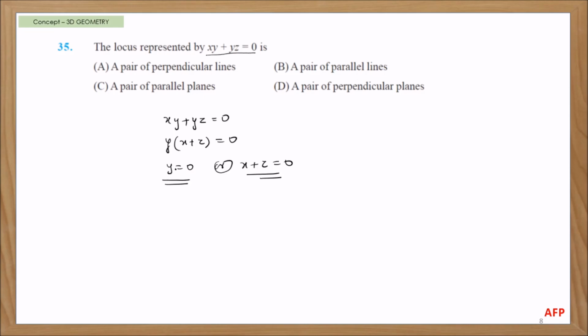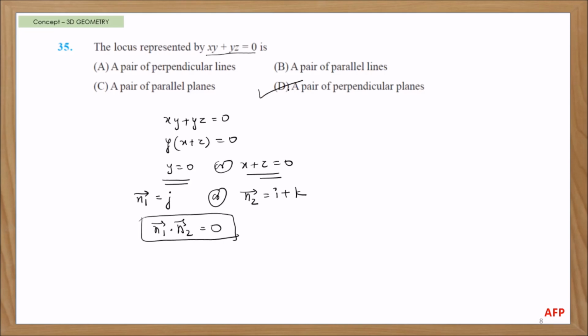So we will write the n1 vector. Plane means we take the normal vector. So the coefficient of i is 0, so only j exists. For plane 2, its normal vector has i, j is 0, plus k. Okay, the dot product, you can see, you are getting 0. When the dot product of the normal vectors is 0, the normal vectors are perpendicular to each other. If the normal vectors are perpendicular, the planes are perpendicular to each other. So these are two planes which are perpendicular to each other. So a pair of perpendicular planes is the correct answer.